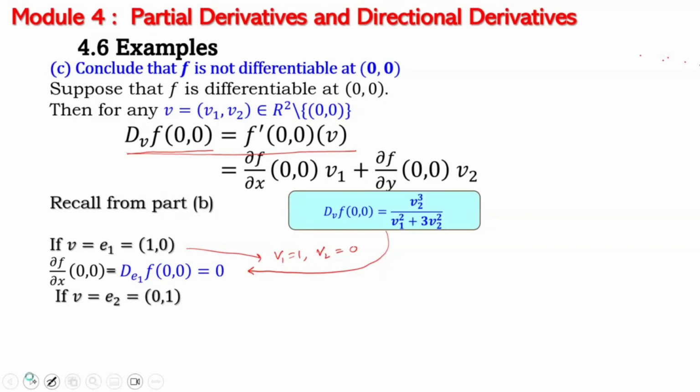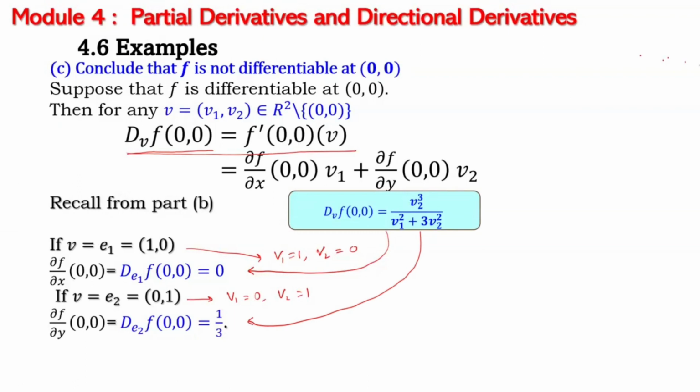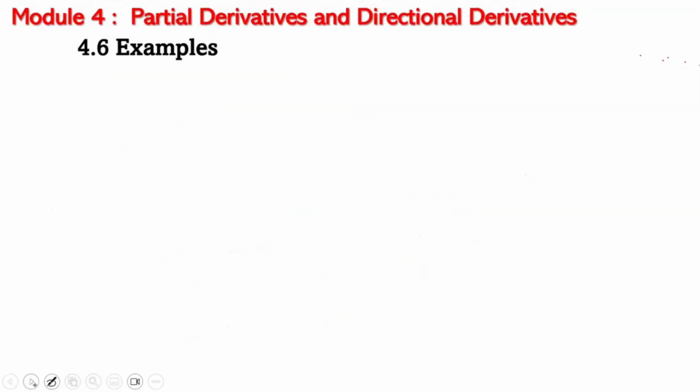In the same way, if we take v equal to e2 = (0,1), in this case we have v1 equal to 0 and v2 equal to 1. So again, from this relation we get that the partial derivative of f with respect to y at (0,0) is equal to 1/3. So we got the relation here. Therefore, from this relation, again, come back to this.